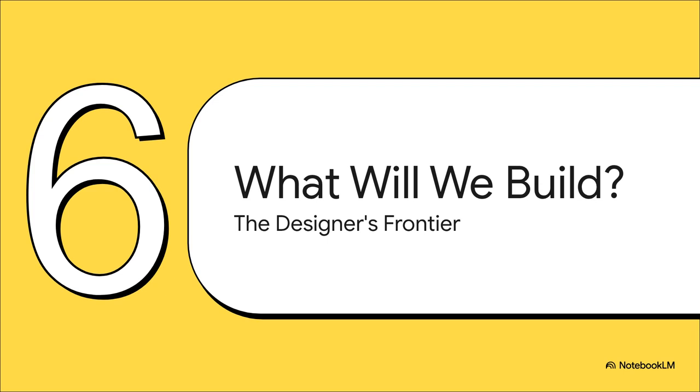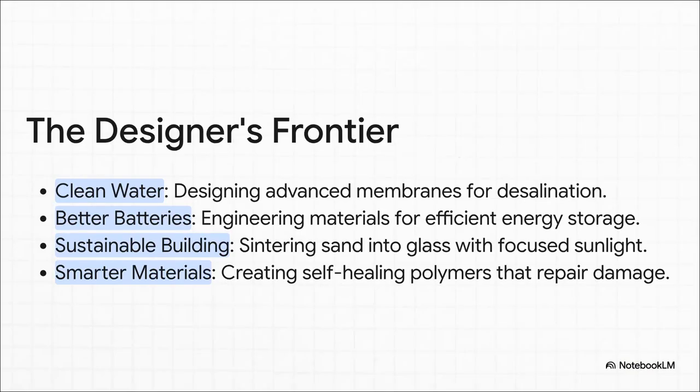Okay, we've assembled our toolkit, we have the atomic blueprint, we have the universal glue, we have an understanding of architecture and the power of imperfection. We are officially atomic designers. So, for our final section, let's look at the frontier. What will we build? With these tools, we can start to tackle some of humanity's biggest challenges. We need clean water. We can design advanced membranes atom by atom to desalinate the oceans.